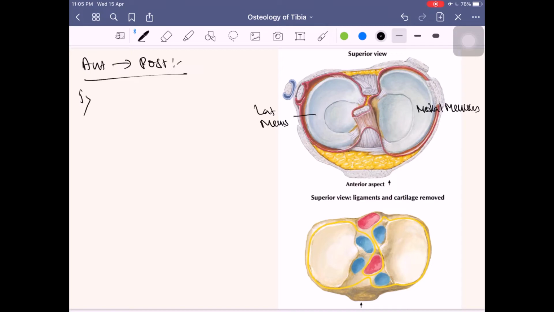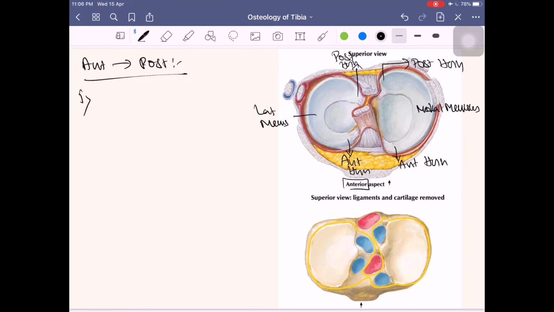Now if you notice the menisci, both menisci have horns. The front end is called the anterior horn of the medial meniscus. In the same way, this back end will be called the posterior horn of the medial meniscus. This will be the anterior horn of the lateral meniscus, and this one will be the posterior horn of the lateral meniscus. So you have 4 horns here.